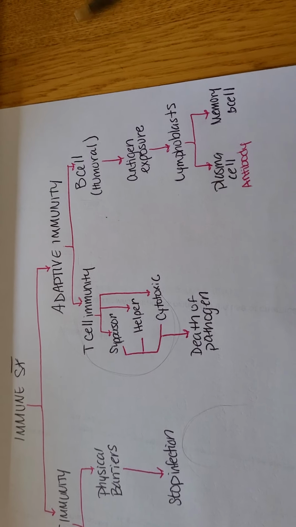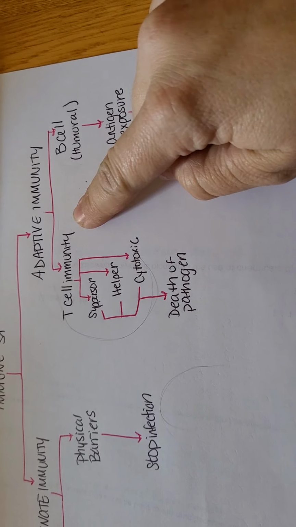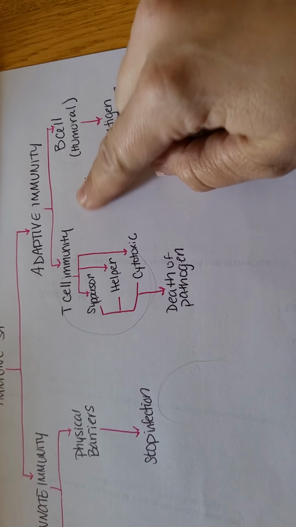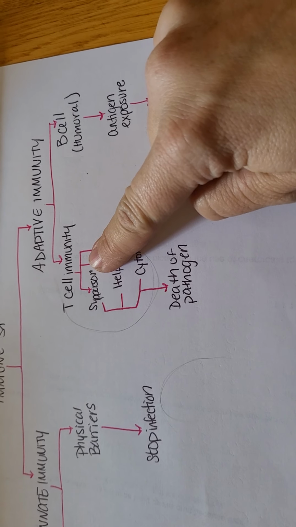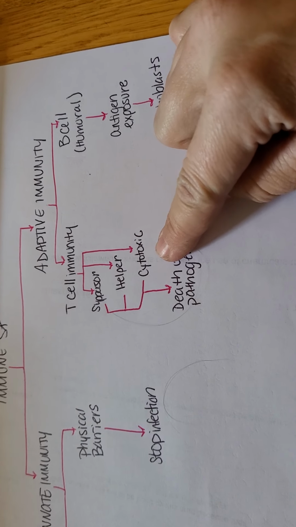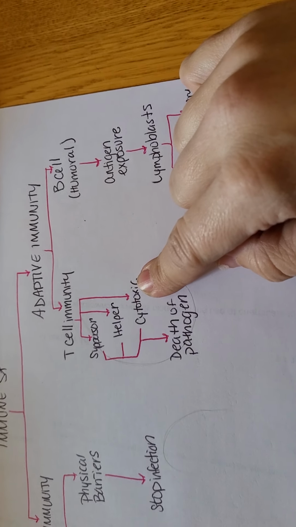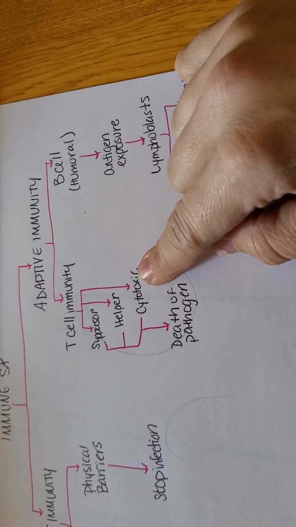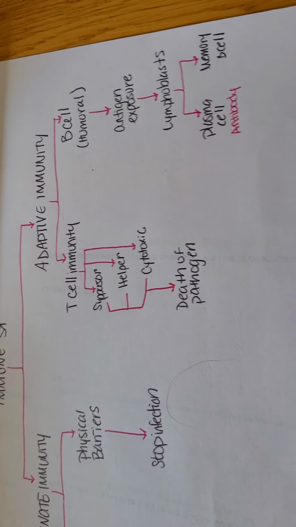So from our adaptive immunity, we go into either T cells or B cells. Our T cells get broken down into suppressor cells, helper cells, and cytotoxic cells. All three of these cause death of body cells that are infected with the pathogen.